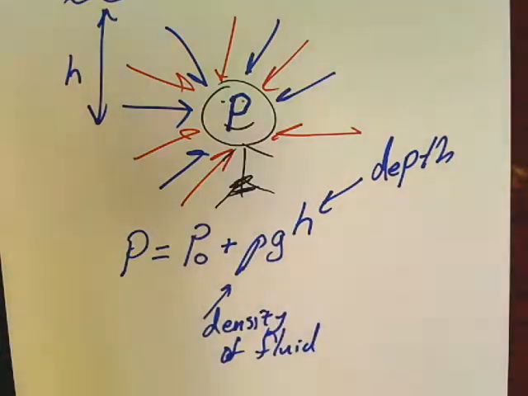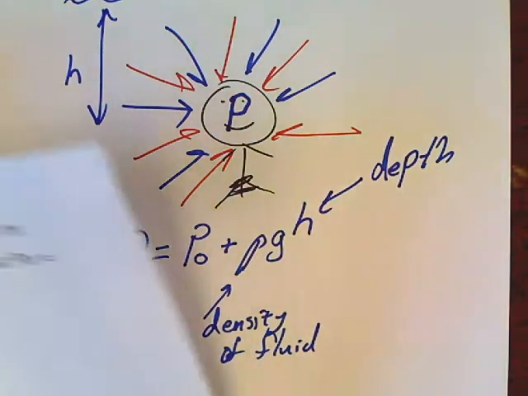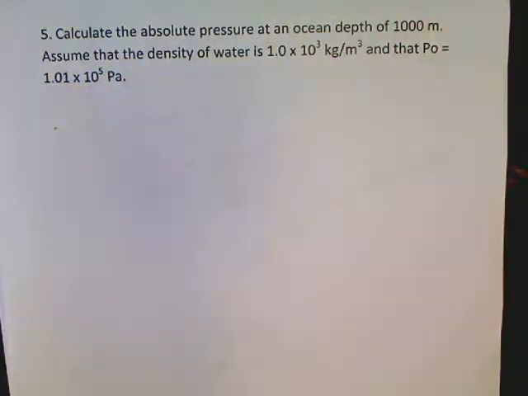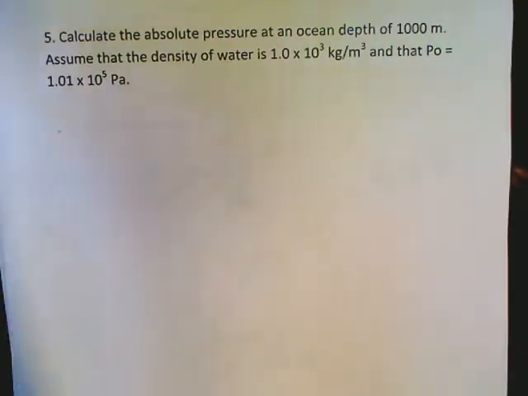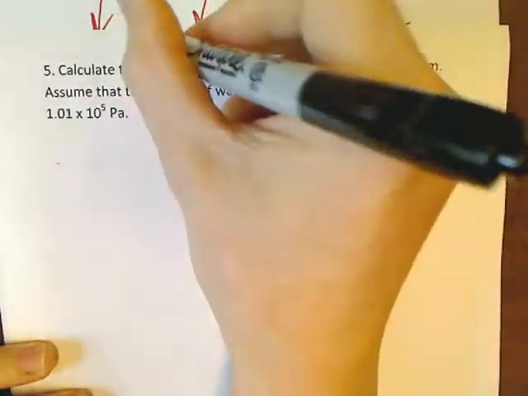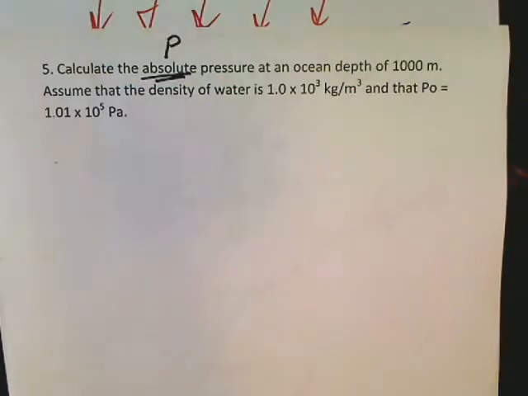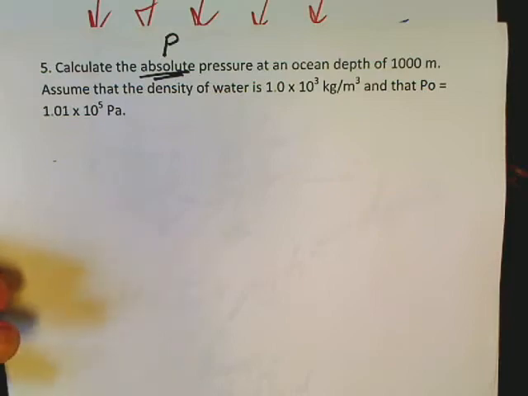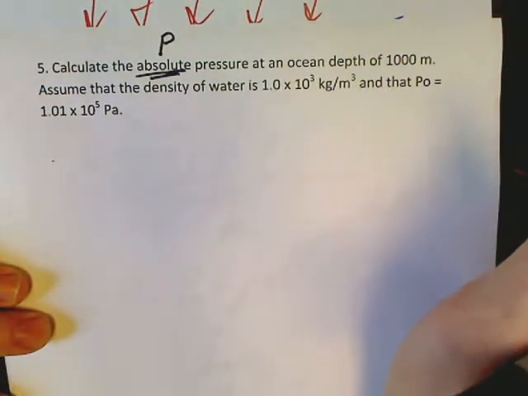If I can dig through my mess of stuff, we might actually try and work on these questions. Here's one actually given in the textbook that we have, and it just says, calculate the absolute pressure. By the way, the word absolute pressure does have bearing in this problem. When you see the word absolute pressure, it's referring to just a P. If you're wondering why that's such a big deal, keep working these problems and you'll find out later on. So calculate the absolute pressure at an ocean depth of 1,000 meters.